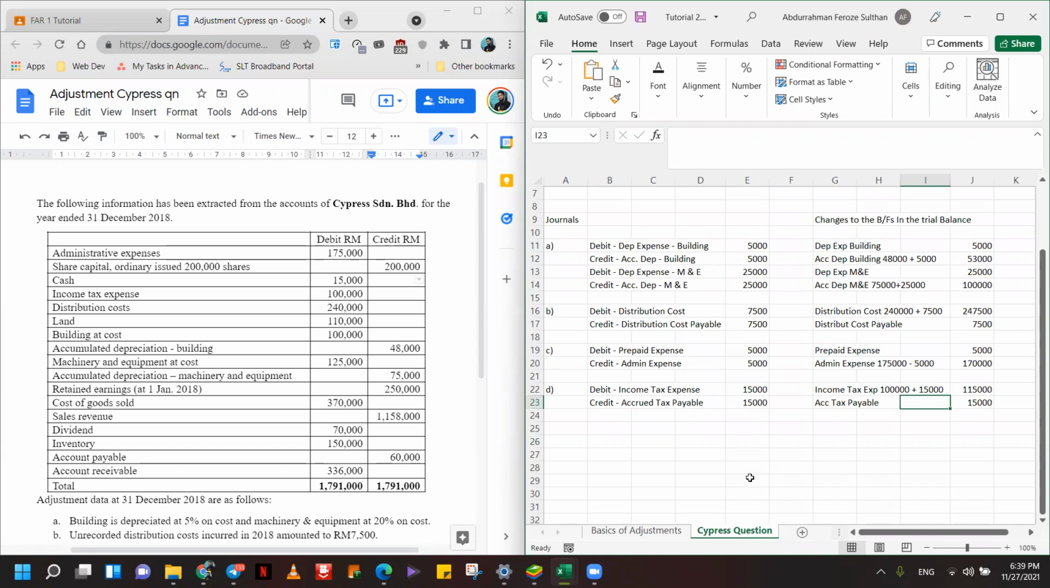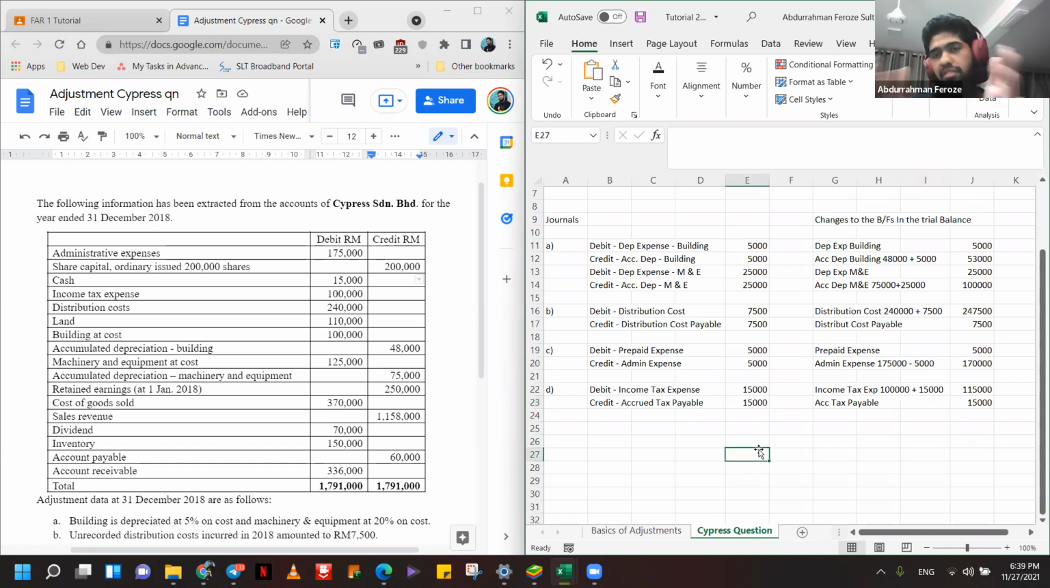Okay, all right. So if debit and debit, it will plus. Sir, can you go slowly? Okay, okay. So is everything clear as of now? Do you guys understand why the income tax was debited, why the admin expense was credited? Is it all clear? Yeah, it's clear. Okay. That's great.